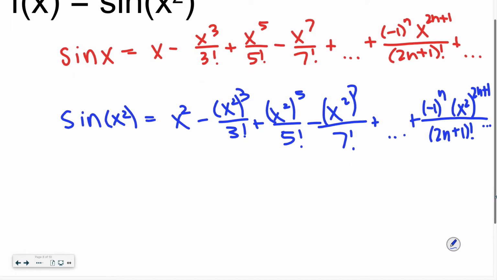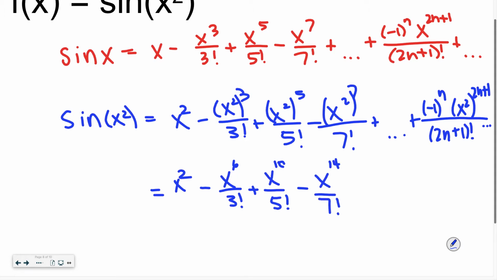Okay? What I would want from you, though, is I would want you to write this as x squared minus x to the 6th over 3 factorial plus x to the 10th over 5 factorial minus x to the 14th over 7 factorial. And then with our general term, power to a power you multiply, so this becomes x to the 4n plus 2.